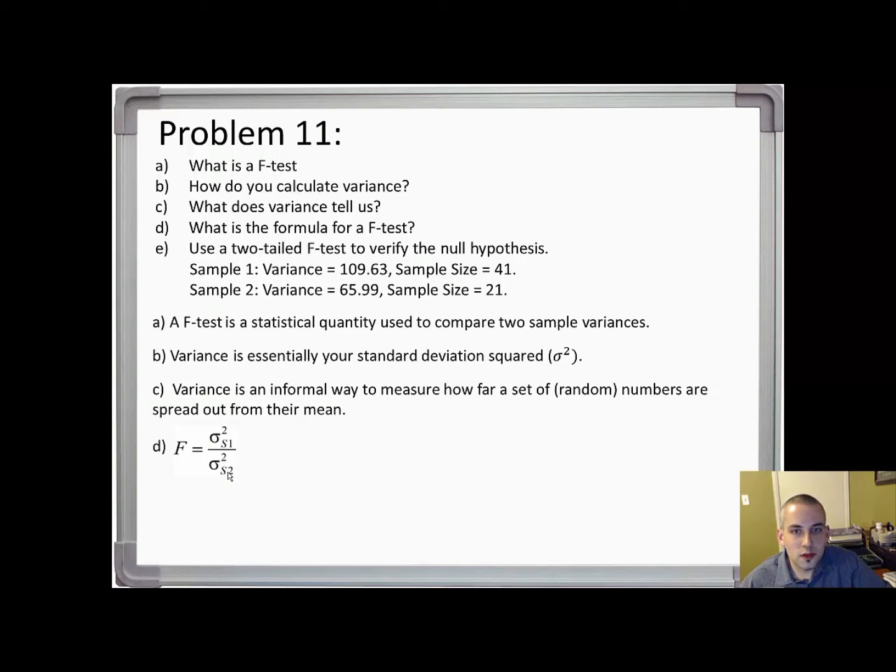Let's use a two-tailed F-test to verify the null hypothesis. And for both samples, we're given a variance and a sample size. So plugging in the variance for sample 1 and sample 2, I get a value of 1.66. In many instances when you're using F-test, your null hypothesis is typically that the variance of the first sample is equal to the variance of the second sample. And your alternative hypothesis is that they're not equal.